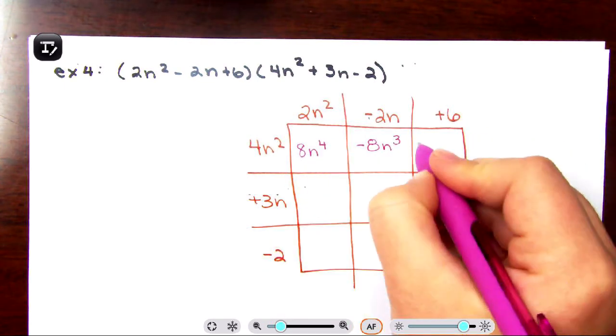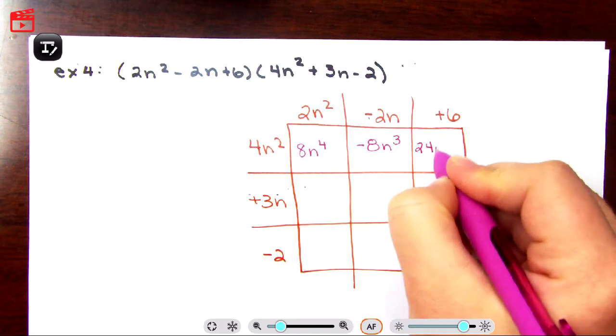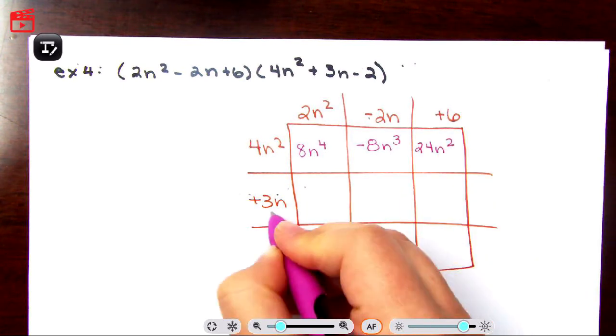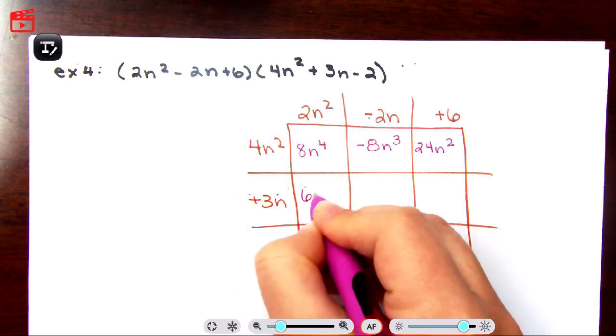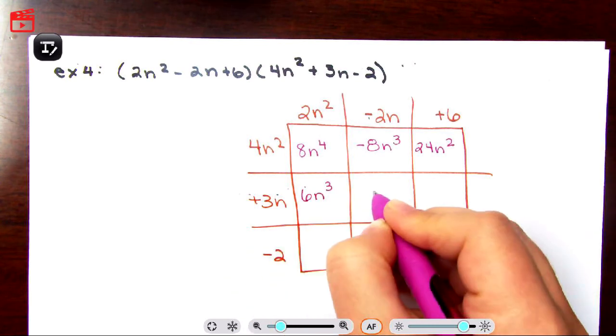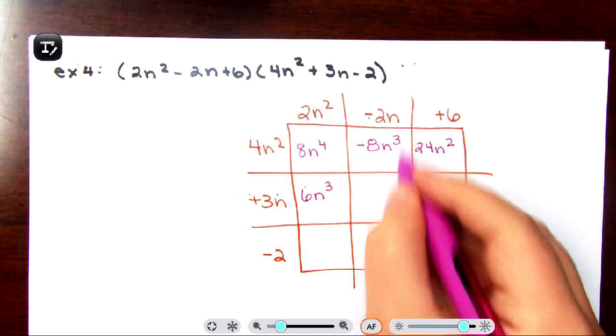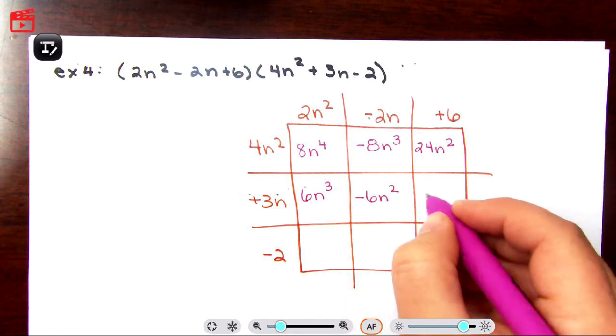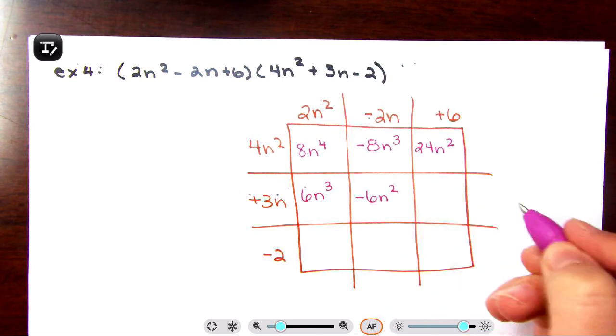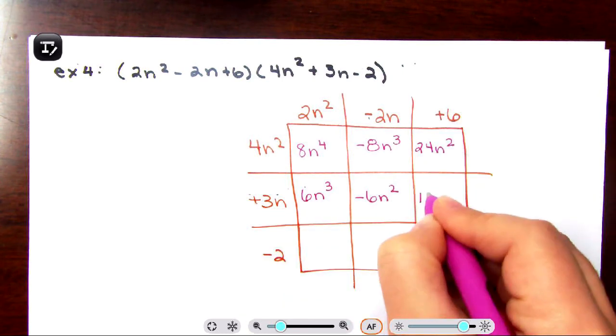6 times 4 is 24. We only have an n squared here. 3n times 2n squared, 3 times 2 is 6. N times n squared is n cubed. And 3 times negative 2, that is negative 6. N times n is n squared. 3 times 6 is 18.